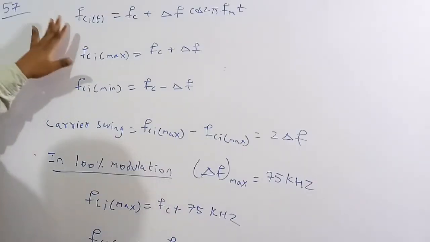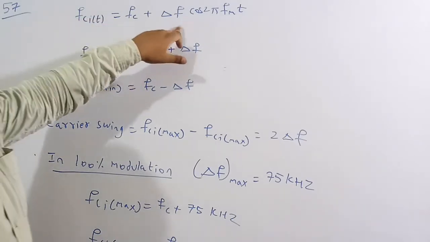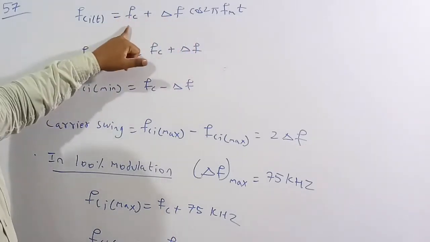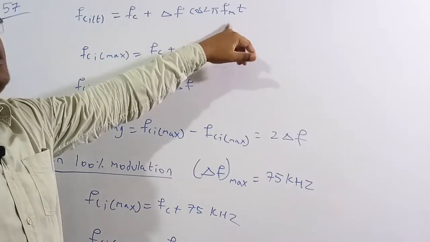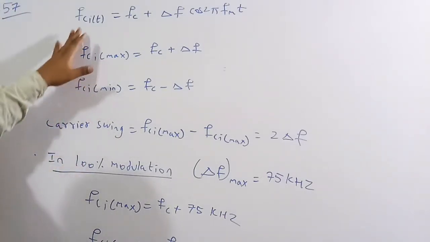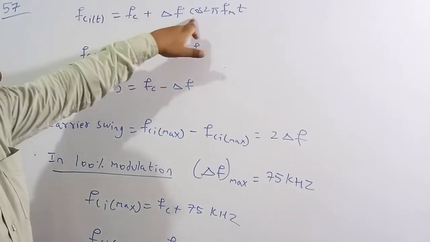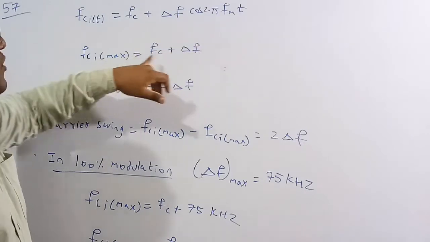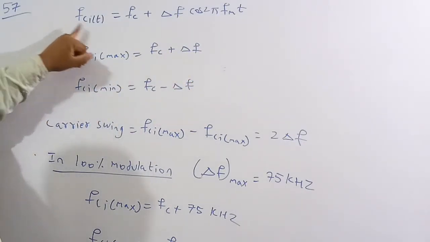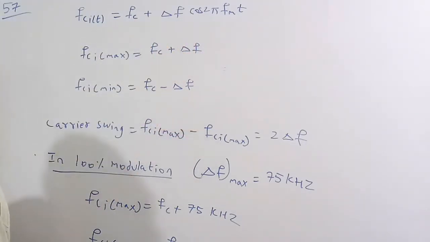Now the instantaneous frequency of the FM signal s(t) is f_ci(t) = fc + delta f cos 2 pi fm t, where delta f is called the frequency deviation, fc is the carrier frequency, and fm is the message signal frequency or the modulating frequency. If you see carefully, I want to find the maximum f_ci. The cos will be at its maximum value of 1, so fc plus delta f is the maximum value. The minimum value of cos is negative 1, so fc minus delta f is the minimum value.